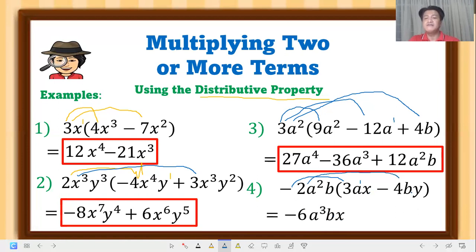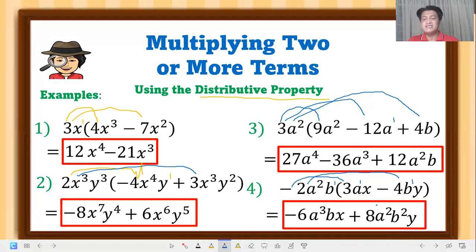Negative 2 times negative 4, that will become positive or plus 8. Okay, so, sino yung aking titignan dyan? Yung same base, which is a squared, meron ba? Okay, kapag wala, i-copy mo lang. Yung b, yes, meron, di ba? Meron siyang exponent na 1, meron ding 1. Kaya nga b raised to 1 plus 1, that will become b raised to 2. Since wala namang kaparehas si y, just copy yung y natin. Therefore, the final answer is negative 6a cubed bx plus 8a squared by b squared y.